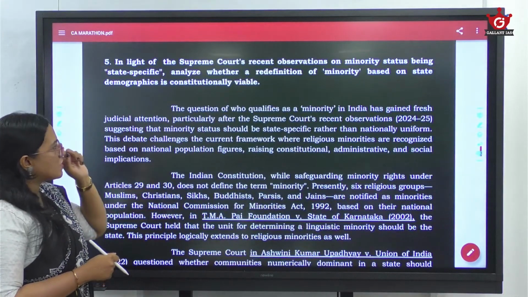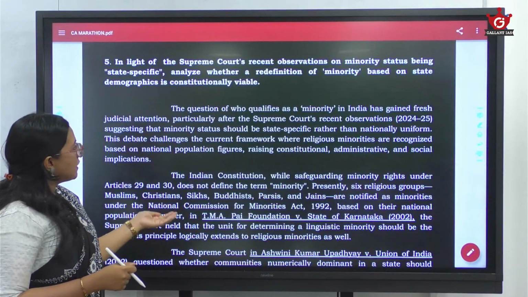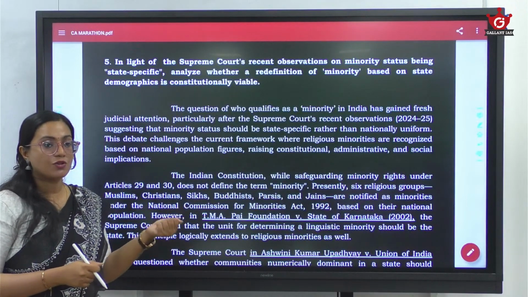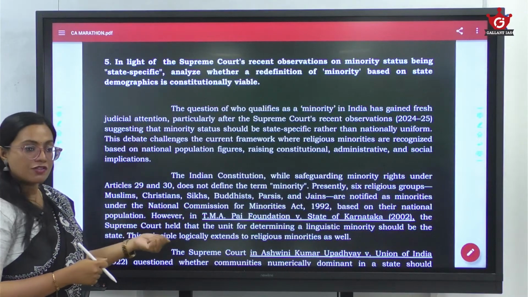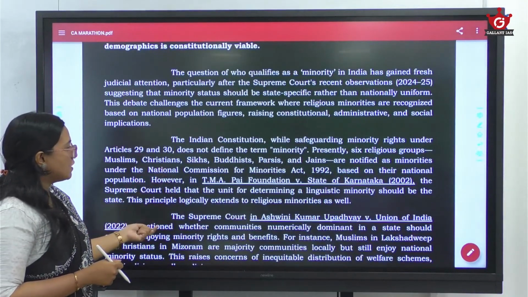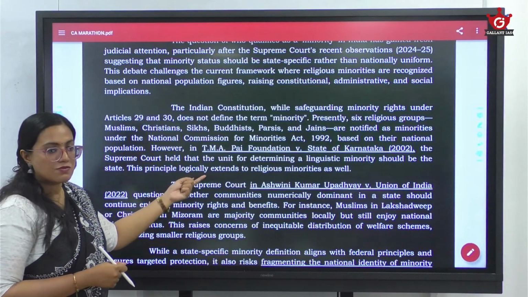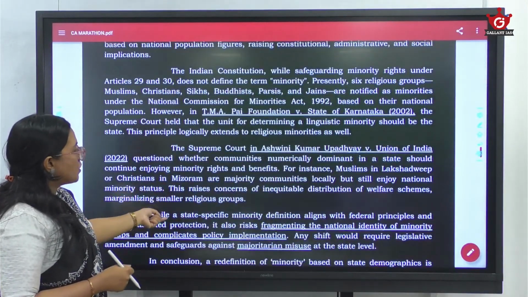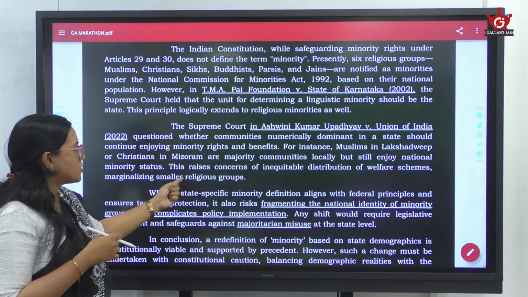In the light of the Supreme Court's recent observations of minority status being state specific, analyze whether a redefinition of the minority based on the state demographics is constitutionally viable. It's asking you for your opinion if it is constitutionally viable or not. A state specific redefinition of minority. So you should mention the articles which talk about minority and what the minorities in India are, and the major Supreme Court case related to minorities, TMA Pai Foundation vs State of Karnataka. Now the Supreme Court in Ashwini Kumar Upadhyay vs Union of India case, that is also a very recent case related to it.